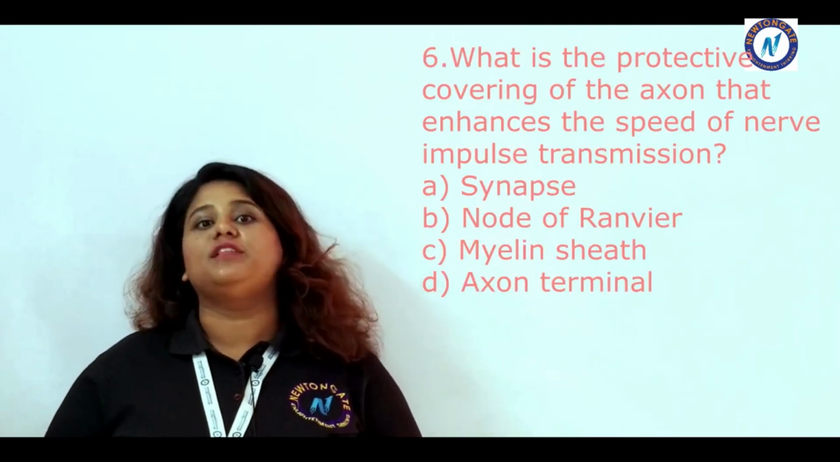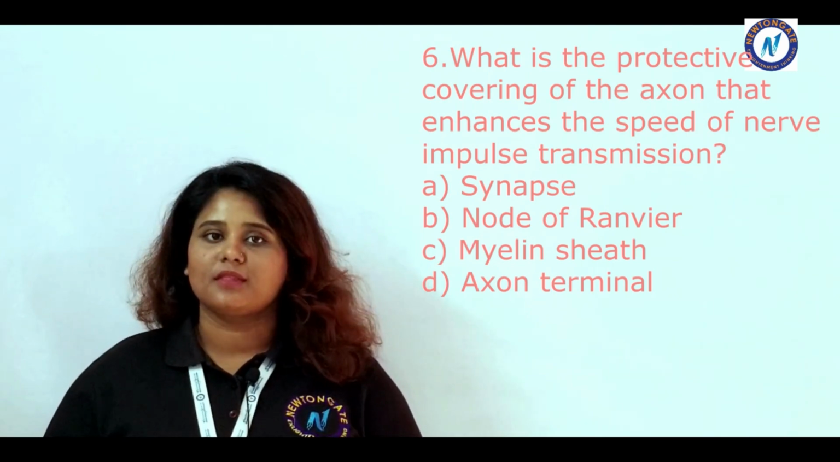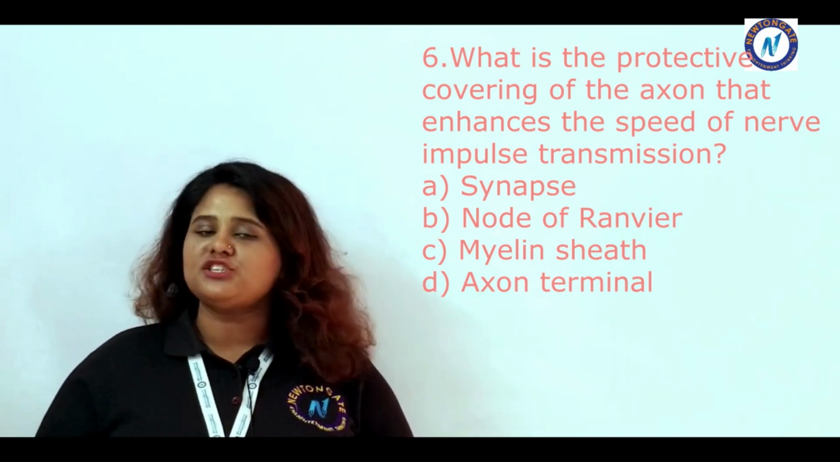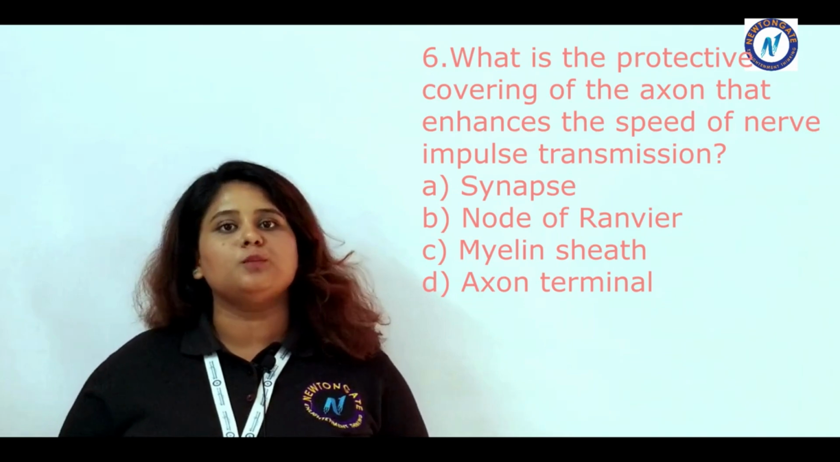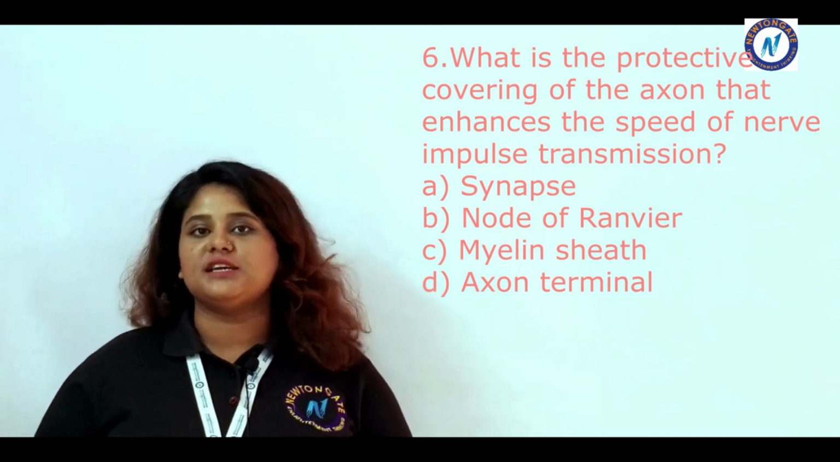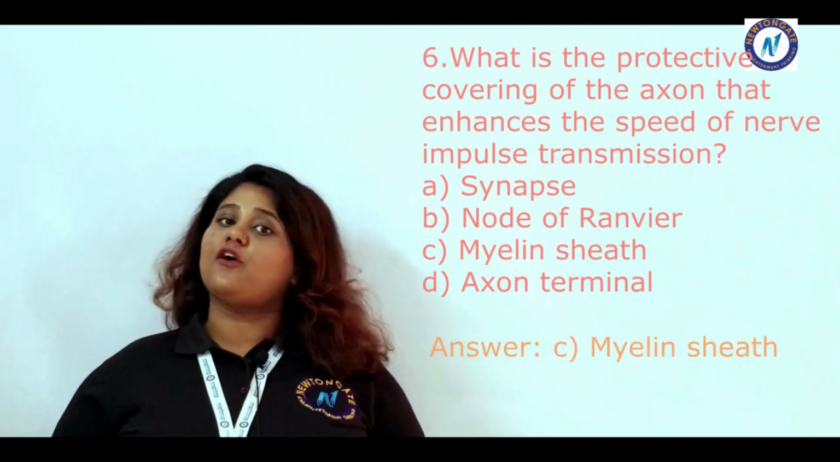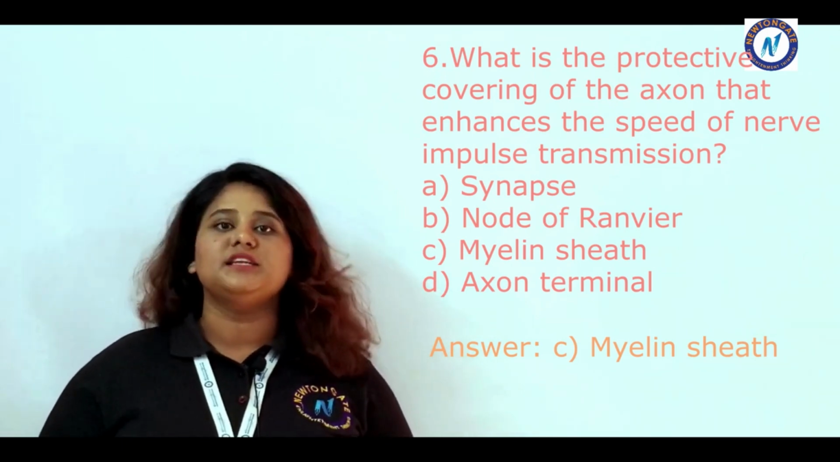Sixth question is, what is the protective covering of the axon that enhances the speed of nerve impulse transmission? The options are synapse, node of Ranvier, myelin sheath, or axon terminal. I'm repeating the options: synapse, node of Ranvier, myelin sheath, and axon terminal. The answer is very obvious, as I've already discussed this question in the video. It is none other than myelin sheath.